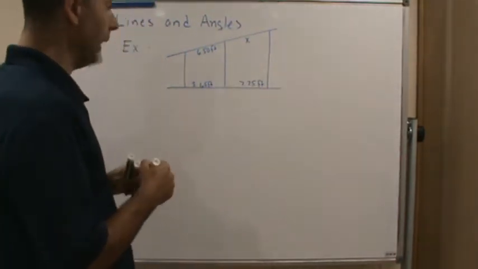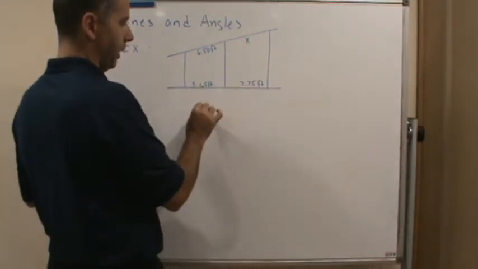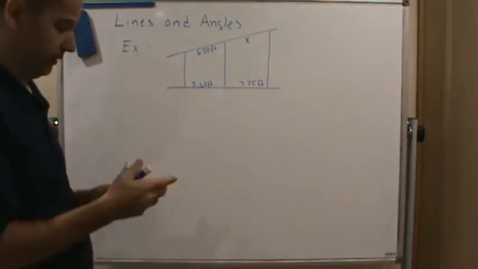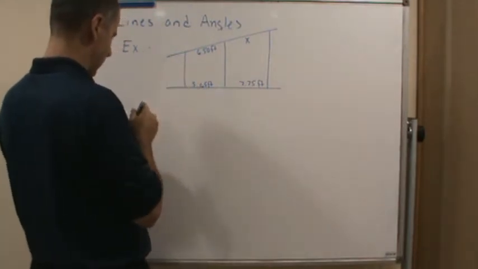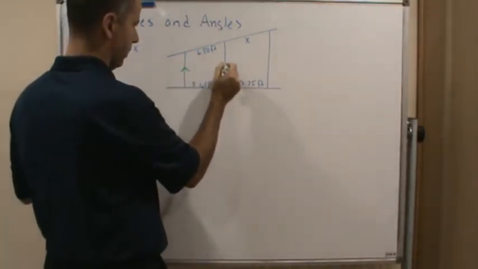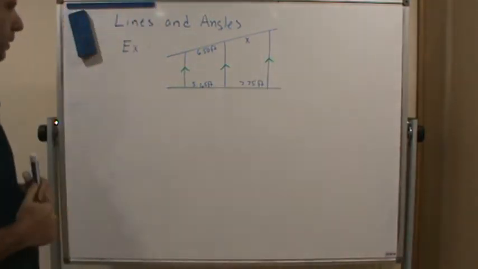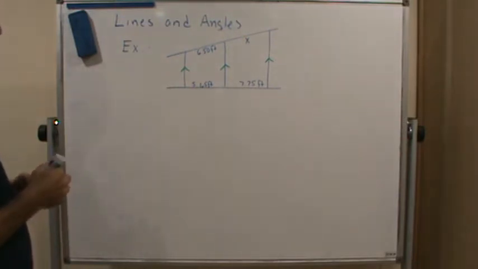Okay, well, because we've got two transversals that are intersecting three parallel lines, right? Okay, so in other words, we know that these are parallel. Let me do this. Right, so if you want to depict that they're parallel, okay, so now what do we do?